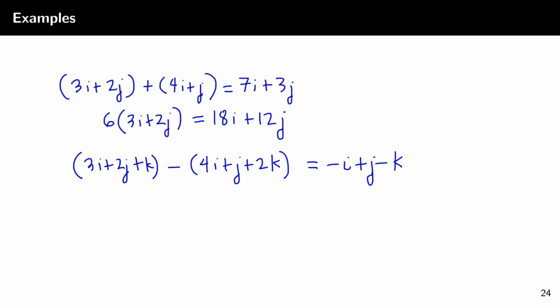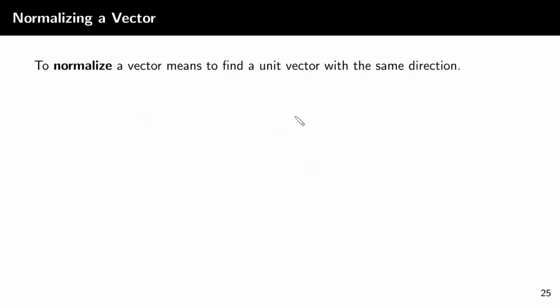So those are special unit vectors, but of course there are other unit vectors in both R2 and R3, and in fact, given any non-zero vector, we can actually get a unit vector with the same direction. Okay? And the process for doing that is called normalizing a vector. So to normalize a vector means to find a unit vector with the same direction.